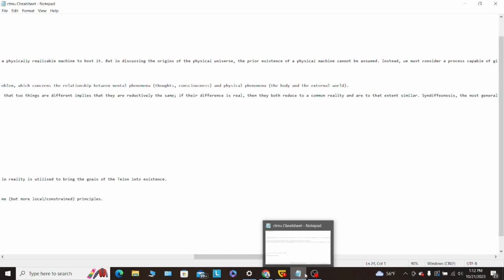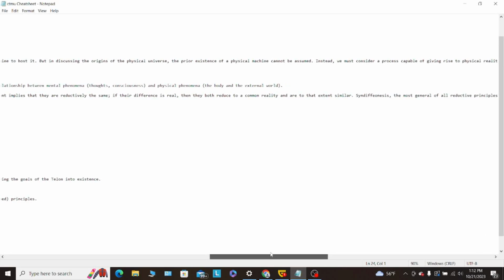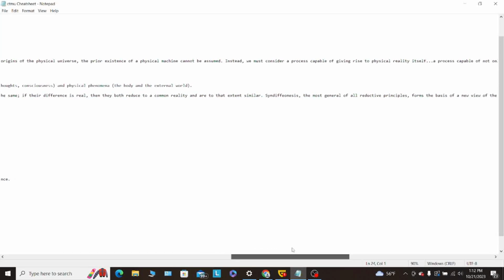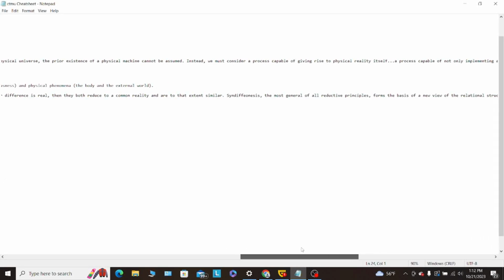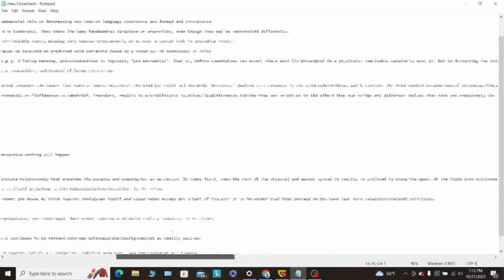And further, that if they're related, there would have to be something in common to serve as a medium for relation, and at the level of the relation, they would be the same. And I would also argue that the level of the relation would ultimately be reducible to the reality principle, but some things are more similar, some things are more different. So some entities maybe would have that reduction occur sooner than others. Syndiphonesis, the most general of all reductive principles, forms the basis of a new view of the relational structure of reality. Okay, that was good.